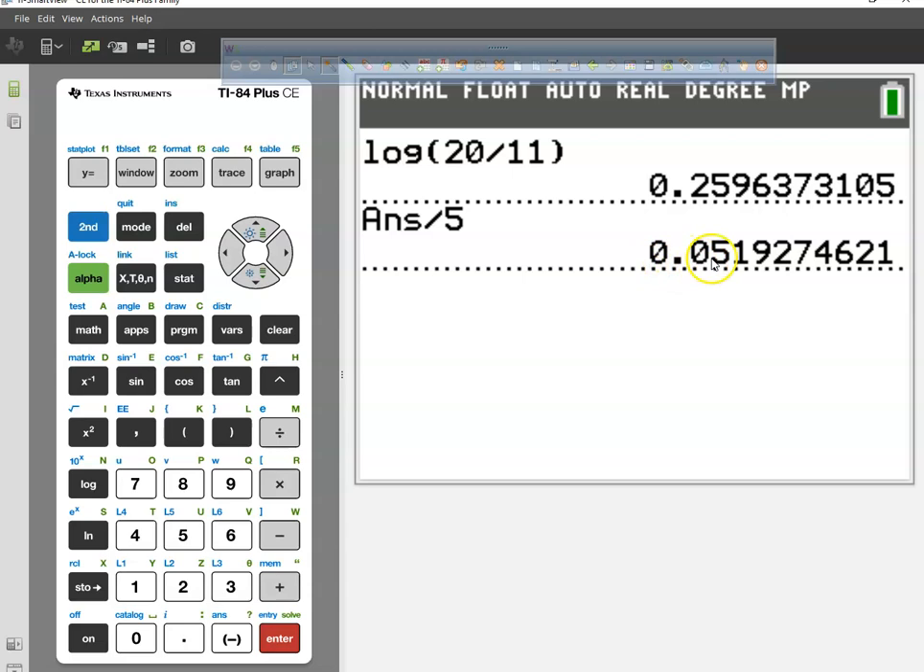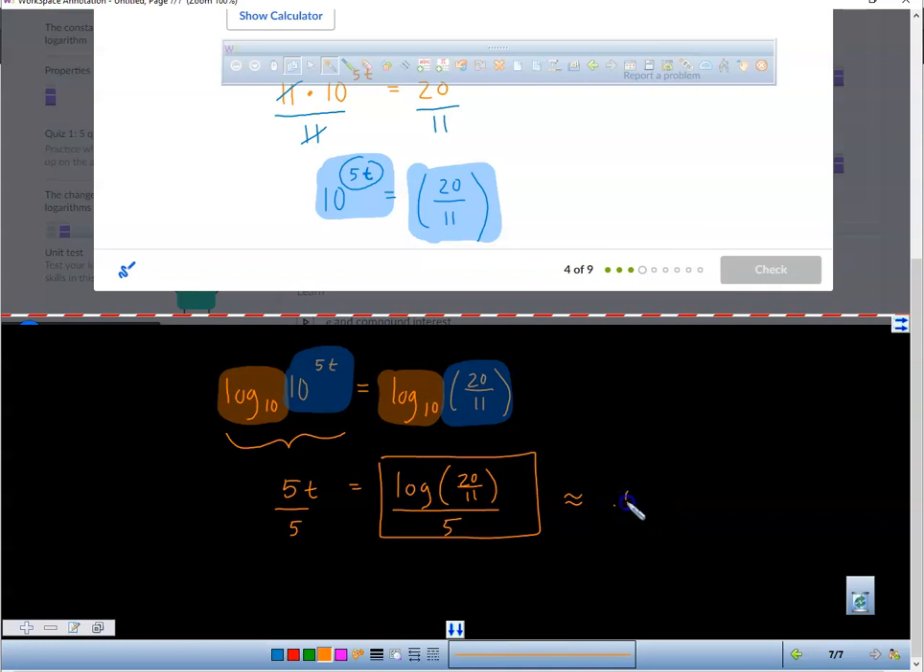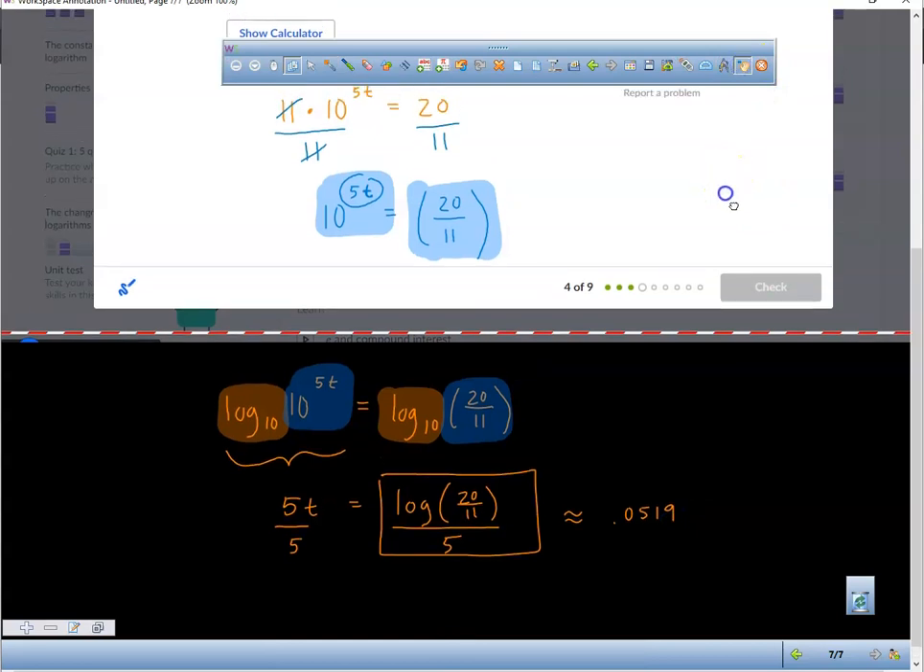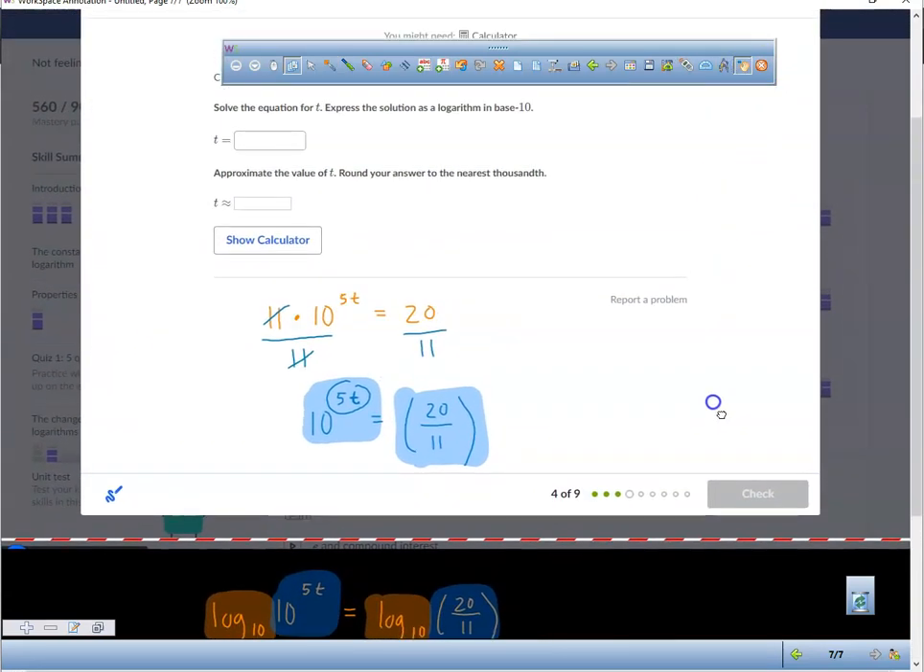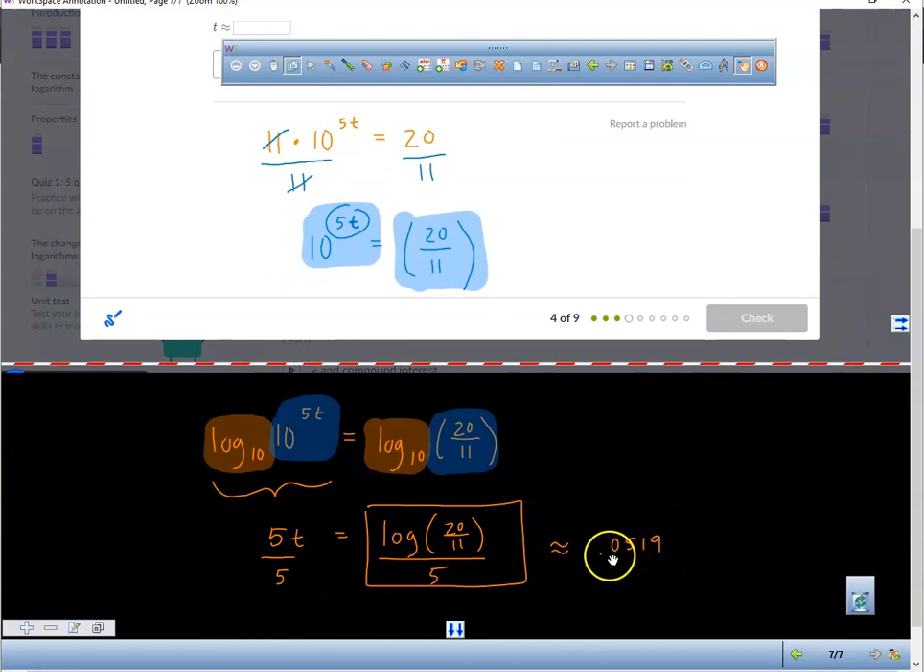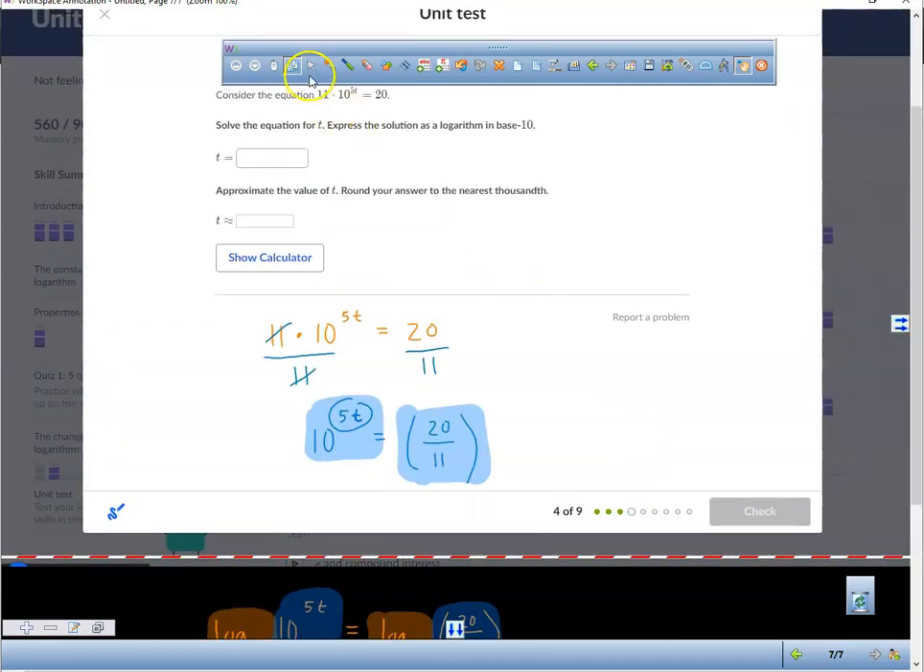You guys see that 0.0519? I'm going to write 0.0519, and I'm going to look up here and see what it asks for. Nearest thousandth, so I'm going to put 0.052. And what am I going to write as the solution as a logarithm in base 10? I'm going to write log, put 20 over 11, and that's all being divided by a 5. So you already have that in your journal.